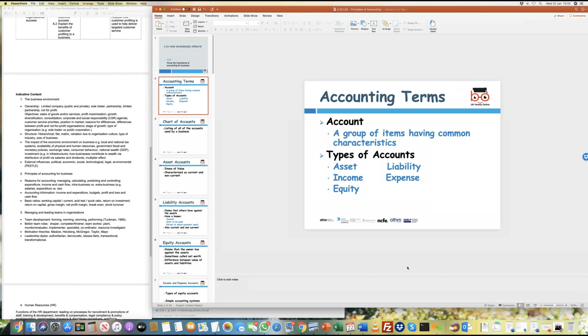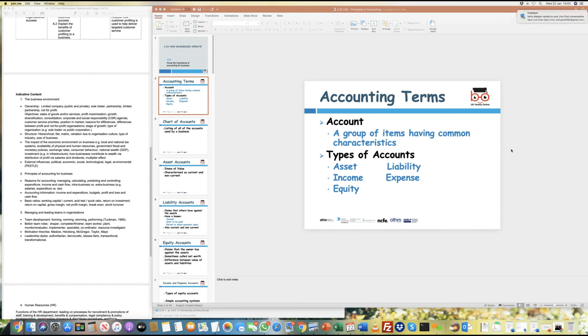Now, accounts could be a group of items having common characteristics. That would be a definition of how we would classify the term accounts. Now, there are different types of accounts. When we look at accounts, one would be accounts in the form of assets. There could be accounts in the form of income, equity, liability, and expense.